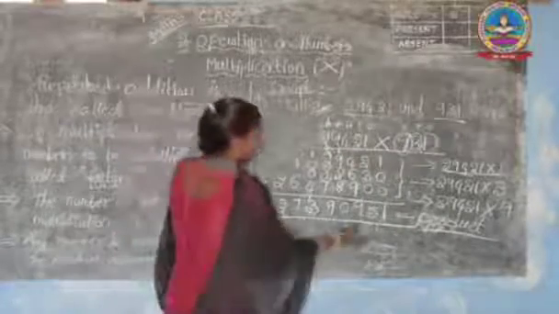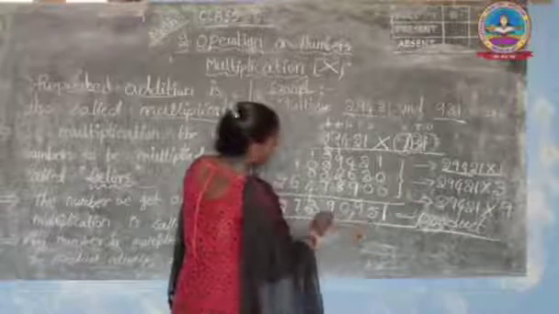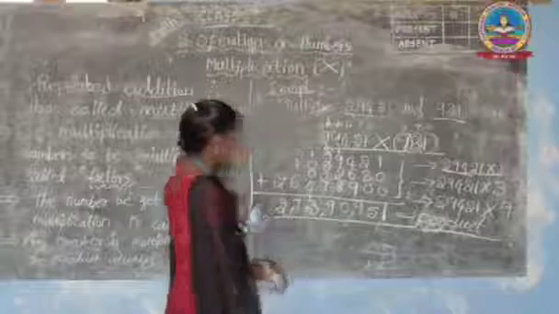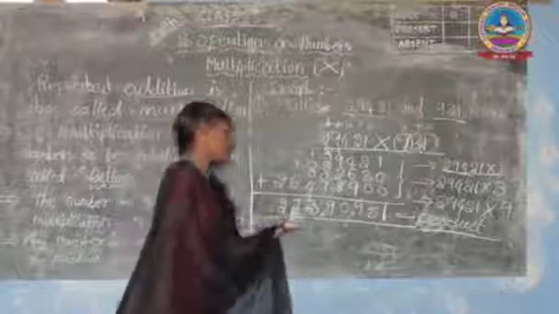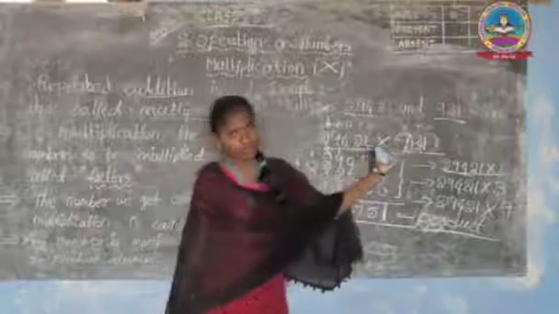Let us see the place values. First put a comma before three digits, again 2, next 2. That means 2 crores 73 lakhs 90,951. So this is the product of these two numbers.